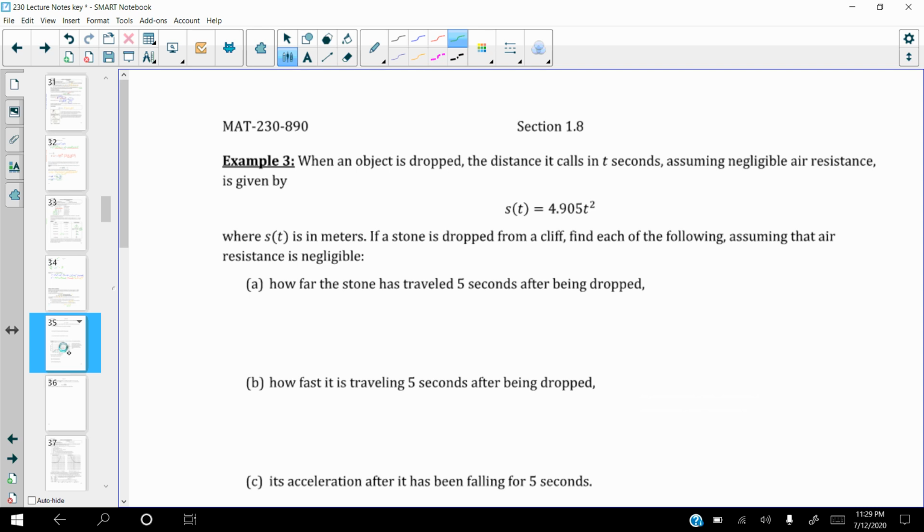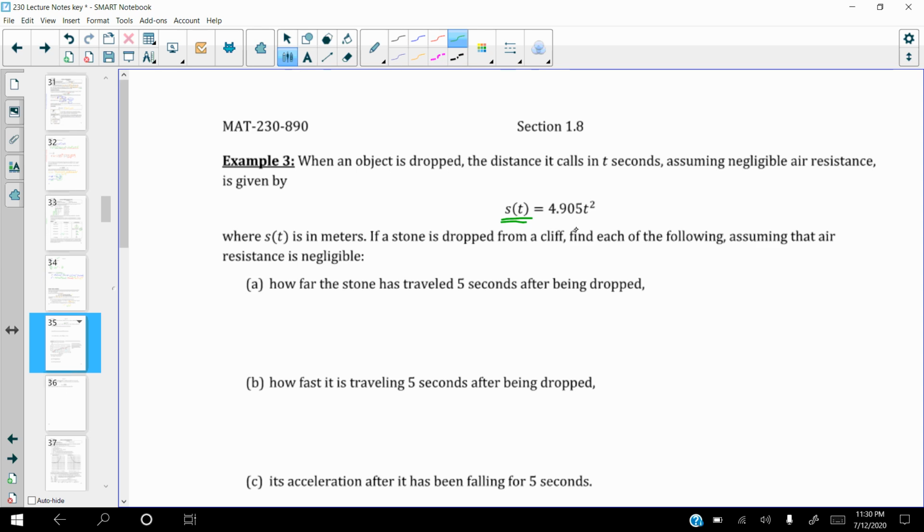All right, so let's look at some more examples. Example 3: when an object is dropped, the distance it falls in t seconds, assuming negligible air resistance, is given by... So this right here, S of t, once again, that is a position function. It's telling us that once we drop this object, the position is given by 4.905 t squared, where S of t is in meters. So whatever this thing is dropping, we're doing it in meters.